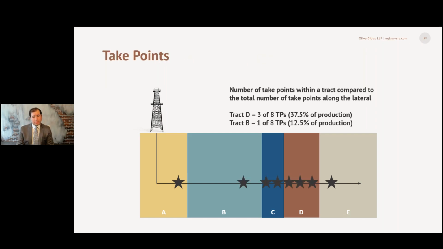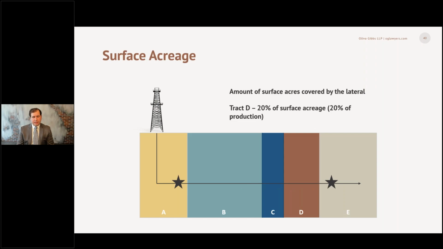You can also do it by take points, number of take points within a tract compared to the total number. So in this handy graphic here, tract D has 3 of the 8 total take points from this well, and so they would get 37.5% of production. So you can see the amount of production that they're getting allocated can vary wildly based off of what method you're using for allocation. The final method that you generally see is surface acreage basis. So the amount of surface acres covered by the lateral. So if tract D covers 20% of the surface acreage of the total surface covered by all the tracts that are drilled by the lateral, then tract D would get 20% production.